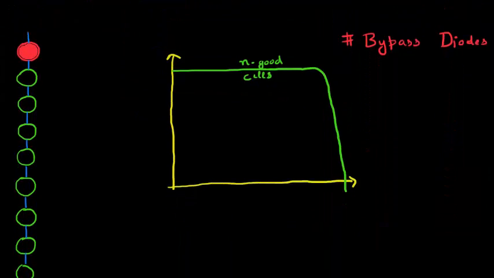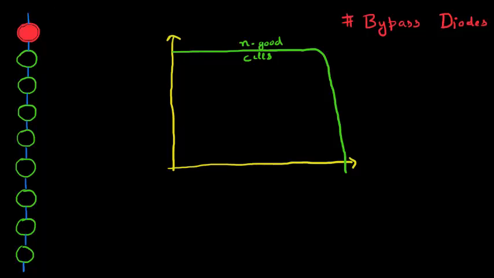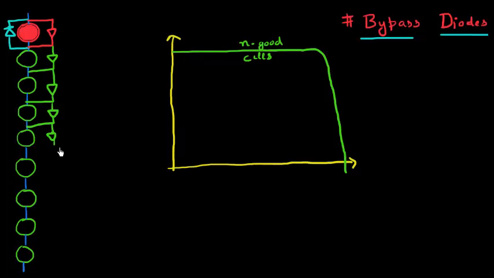So now let's examine how we can prevent this hot spot creation if I use a bypass diode. What I would do is take this bad cell and connect a bypass diode which has the polarity opposite of this cell. I'll connect a diode in parallel with this bad cell. Again, the polarity of all these other cells is this way, so they are connected in series like this, and I've connected a diode with the opposite polarity in parallel to my bad cell.